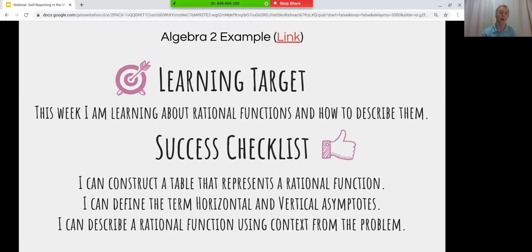But if I have this as success criteria, I can define the term, as a teacher, I need to see, can they do that? So I'm probably going to provide some kind of a formative assessment that checks that. Can you define what the terms horizontal and vertical asymptotes are? I still remember in college, nobody ever asked me what a derivative was, which kind of blows my mind.